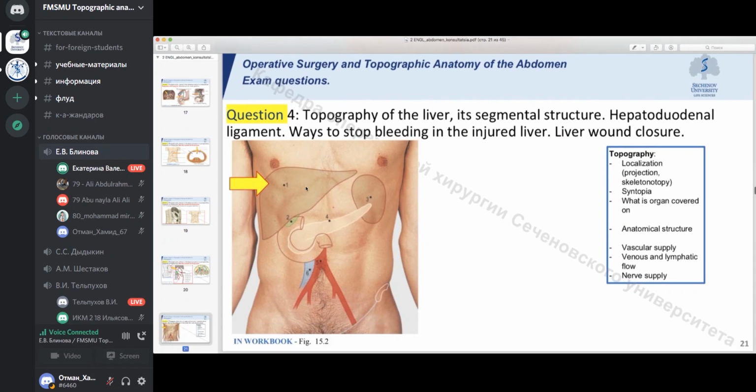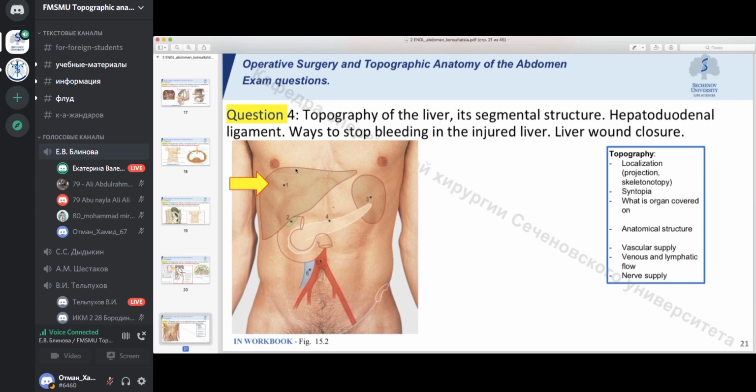Four questions: topography of the liver, segmental structure, hepatoduodenal ligament, a way to stop bleeding in the injured liver, and liver wound closing. The liver is a parenchymatous organ which is located inside of the superior compartment of the peritoneal cavity. Holotopy of the liver: you should call the right hypochondriac region, the epigastric region, and the left hypochondriac region.